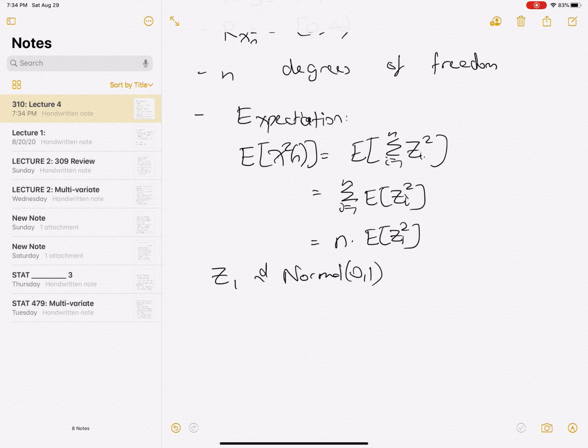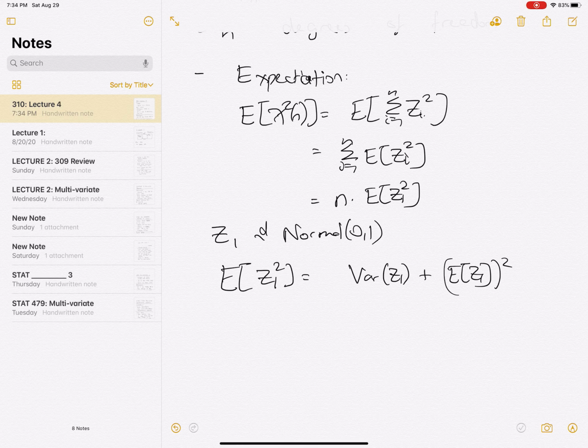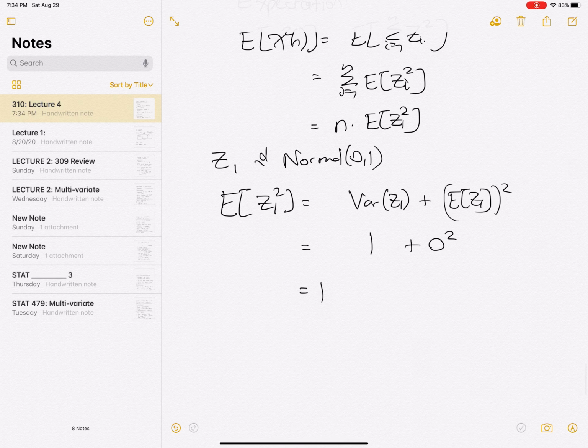So what that means is that E of Z1 squared is just going to be the variance of Z1 plus the expectation of Z1, squared, with the square outside the bracket. The expectation of Z1 is 0, since it's a standard normal. And so this is just going to be 1 plus 0 squared, which is 1. And so therefore we can see that the expectation of a chi-squared n random variable is equal to n.